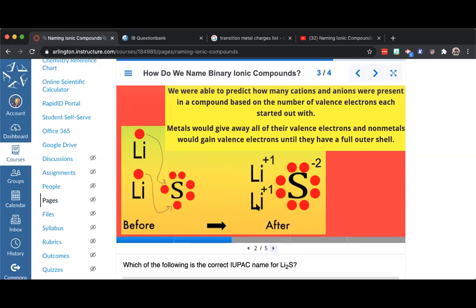And so this right here tells me that the formula is going to be Li2S because I have 2 lithiums and I have 1 sulfur. And because the charges in ionic compounds always have to balance, there's only ever going to be one combination. Okay, it's not like covalent where we can have multiple combinations. So this Li2S is always going to be that same ionic compound. There's no other way to combine lithium and sulfur because of their charges. Okay.